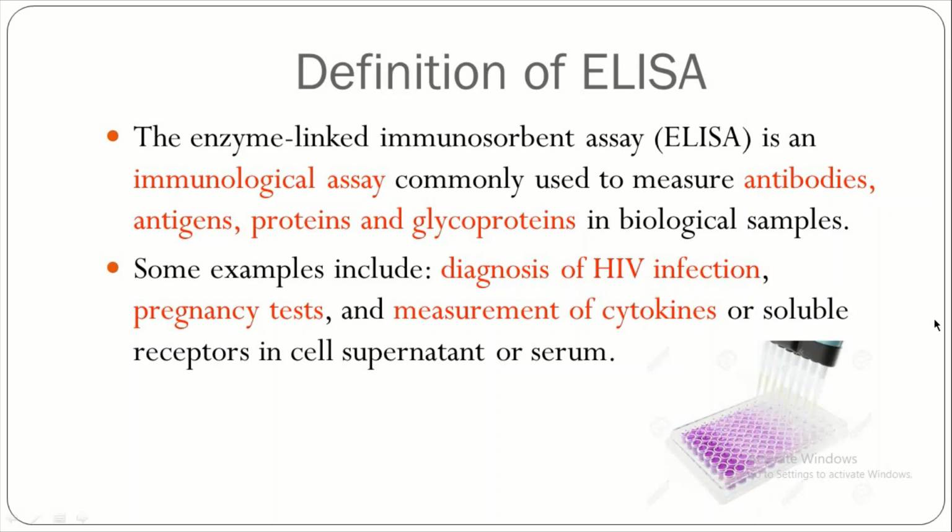Based on these components, diagnostic kits were developed. Those diagnostic kits can detect or diagnose HIV, and a pregnancy test can also be done; the principle is ELISA. You can also measure a variety of cytokines and soluble receptors in the cell supernatant or serum. These are biological fluids, and you can detect all these variety of things.